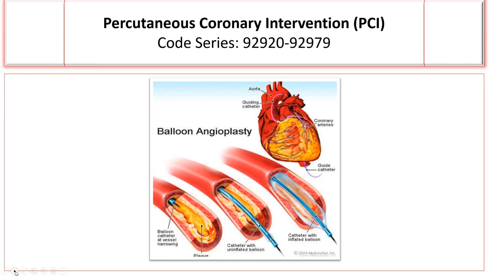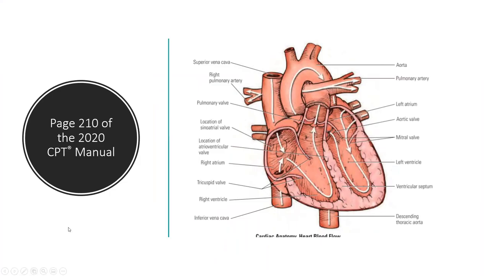So, some of us are more visual learners than others. I want to talk a little bit about how blood flows through your heart. This illustration is from page 210 of your 2020 CPT manual, and it does have arrows that direct you, but if you want to think on the fly, I suggest that you have the pathway documented on this page in some of the empty space. I have a couple of mnemonics that I use to remember the pathway of the blood through the heart.